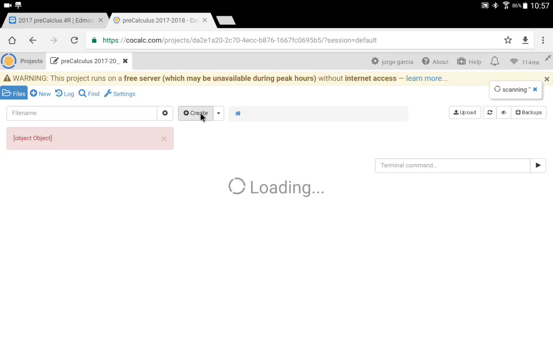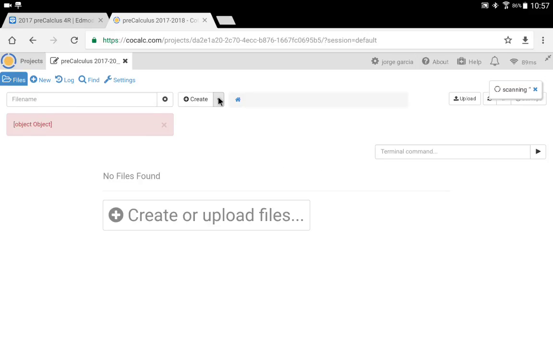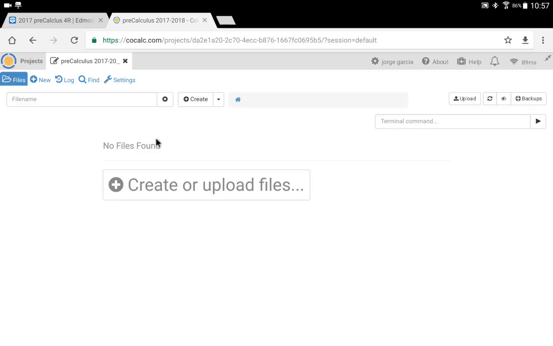What happened? It's still loading. All right, hang on. Wake up. My Wi-Fi is a little slow. Project runs on free server. Yeah, we know that. It's going to be a little slow on the free server, but there you go. Hello, what just happened? No files found. I thought I just created it. All right, X that out. Go away. Let's try that again.